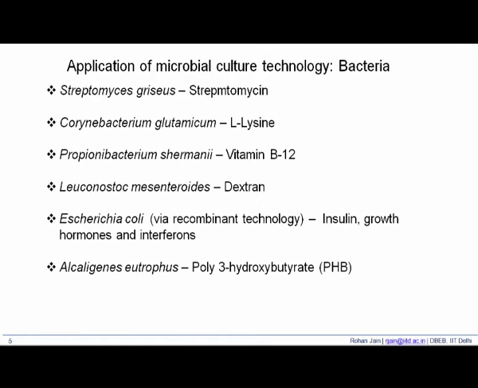Then you have Propionibacterium shermanii, that is used to produce vitamin B12. Then you have the Leuconostoc microorganism that is used to produce dextran. You have E. coli that is used to produce insulin, growth hormones, interferons, and I have also said that it is used for production of hepatitis B surface antigen, but the method has now moved to yeast Saccharomyces cerevisiae. Then you have Alcaligenes eutrophus, this is used for production of poly-3-hydroxybutyrate.